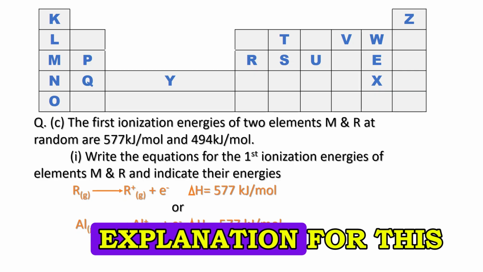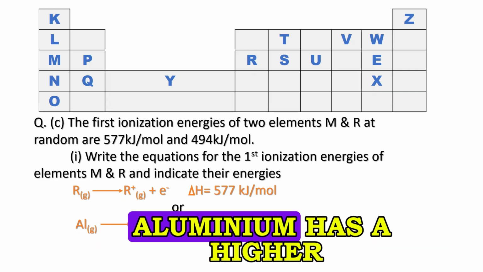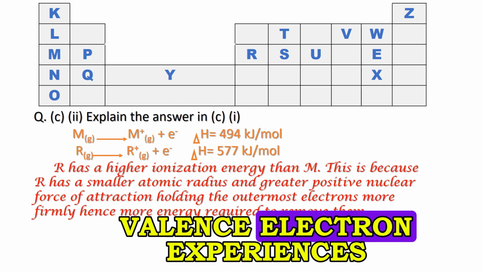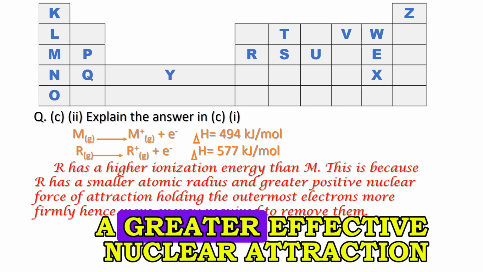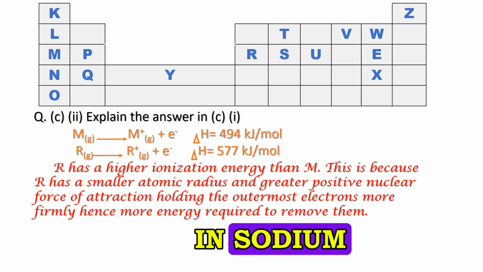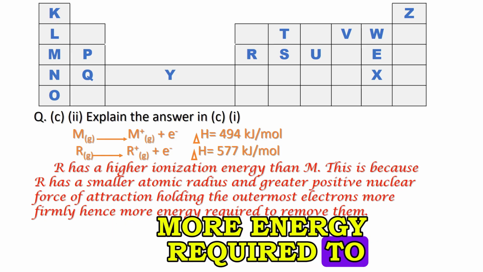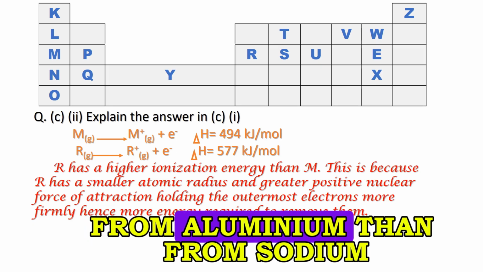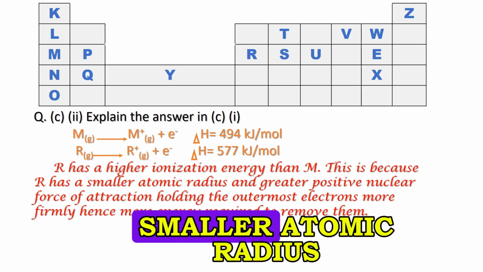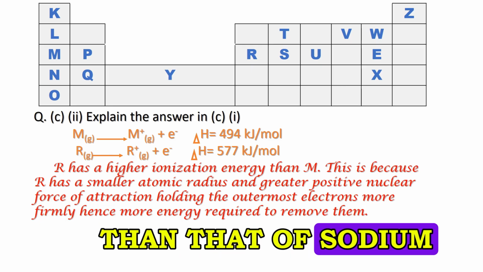So, what is the explanation for this? Aluminium has a higher nuclear charge, more protons, and its valence electron experiences a greater effective nuclear attraction than the valence electron in sodium, hence more energy is required to remove the first electron from aluminium than from sodium. Moreover, aluminium has a smaller atomic radius than that of sodium.